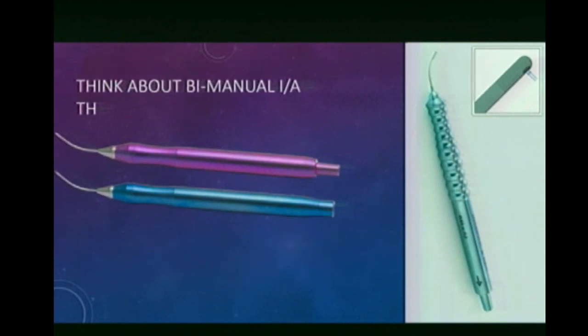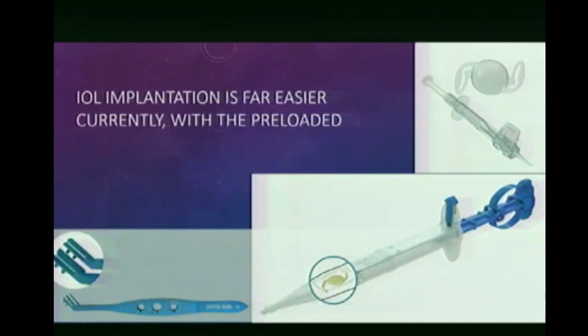Sometimes you can leave it if it's not significant, but of course this can lead to some PCO chance. However, if you have the bimanual irrigation aspiration, it's a very nice and useful tool, especially one that has a polisher at the tip, and you have some fibrotic tissue on the posterior capsule. IOL implantation, of course, is far easier than before.